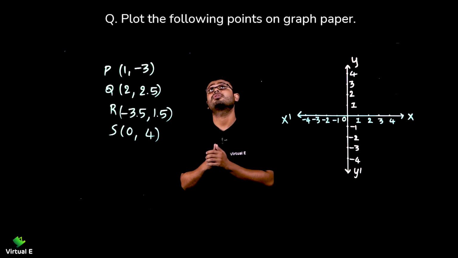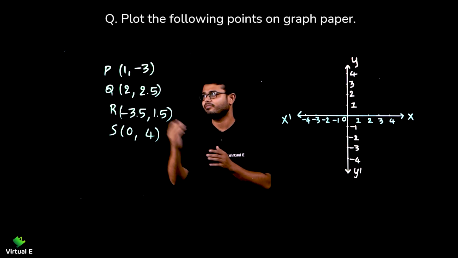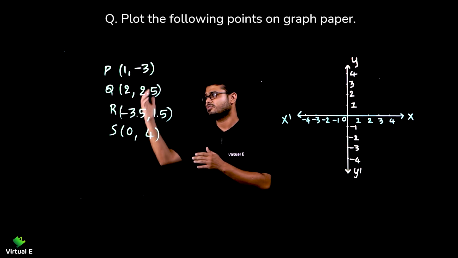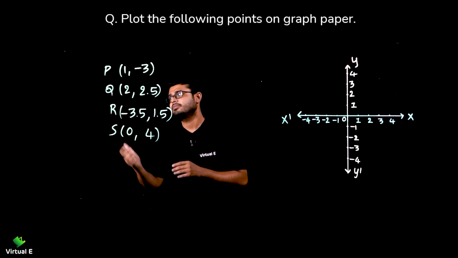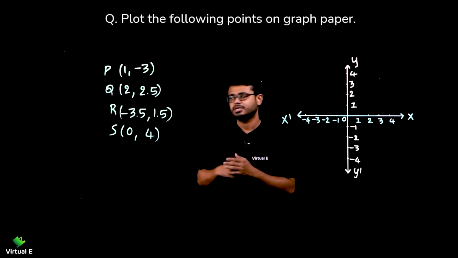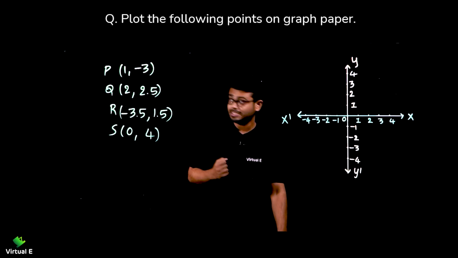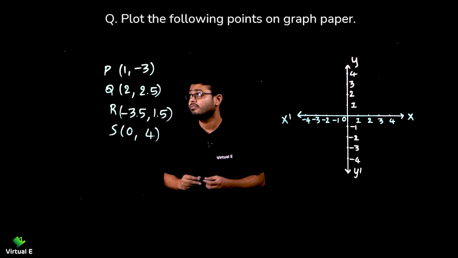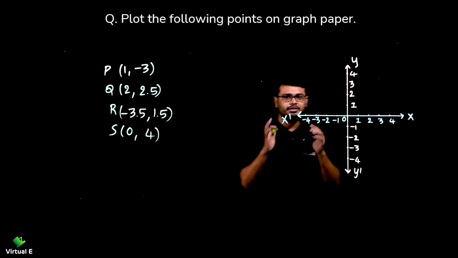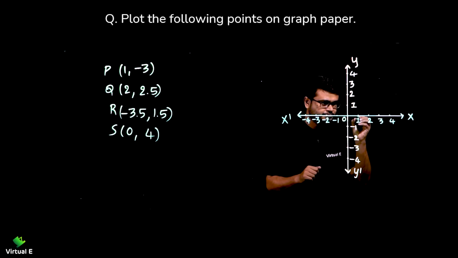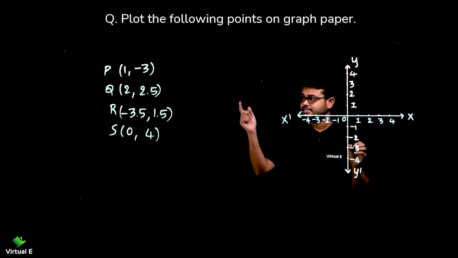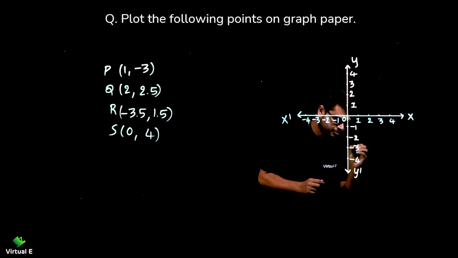Plot the following points on the graph paper. I have written down here. I've given names as well, P, Q, R, S. Any name is worth it, right? But don't repeat that alphabet, otherwise it will be confusing, which is which. Okay, so let's start. First of all, 1 comma minus 3. I think we know this very well. So x-axis 1 here and y-axis minus 3. So I think we'll go till here, quite close.